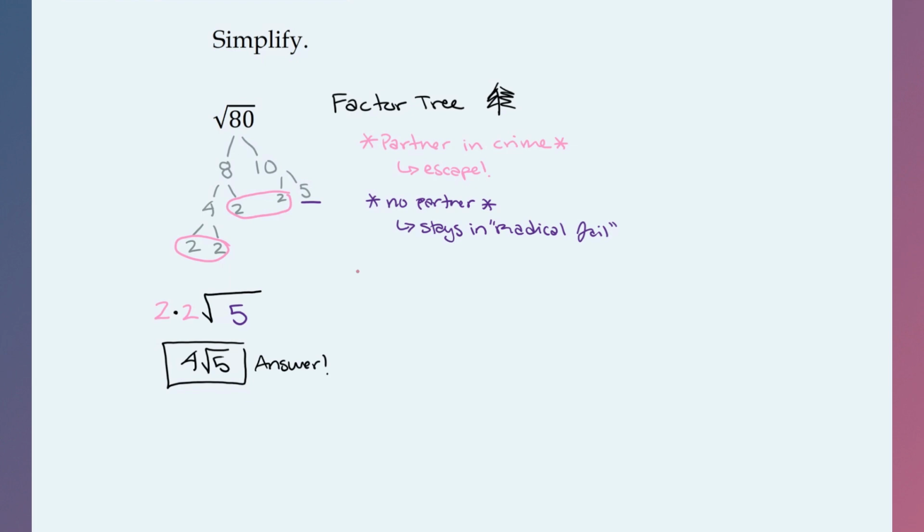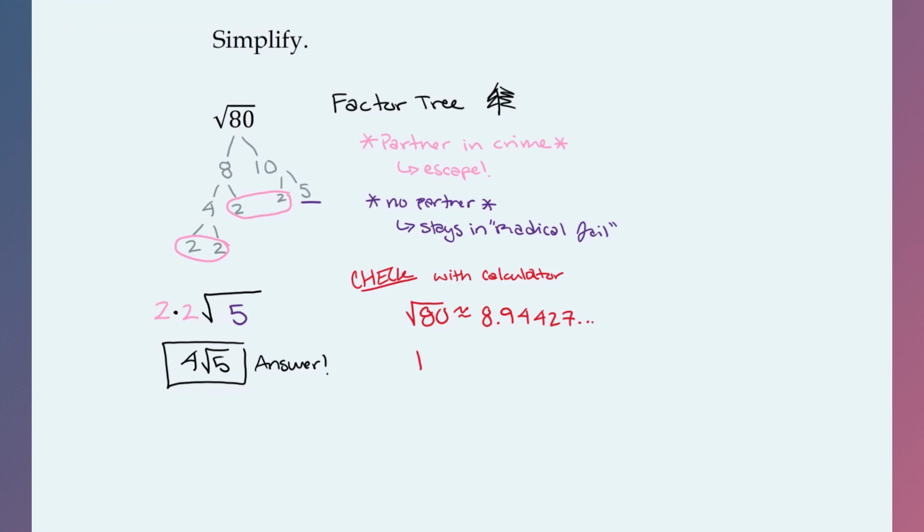With simplifying radicals, we can check it in our calculators because remember, we're not changing what the value of our number is, we're changing what it looks like. So in our calculator, we're going to plug in the square root of 80. You're going to use your scientific calculator, find your square root button. Square root of 80, you're going to get a decimal that is about 8.94 and then some more decimals.